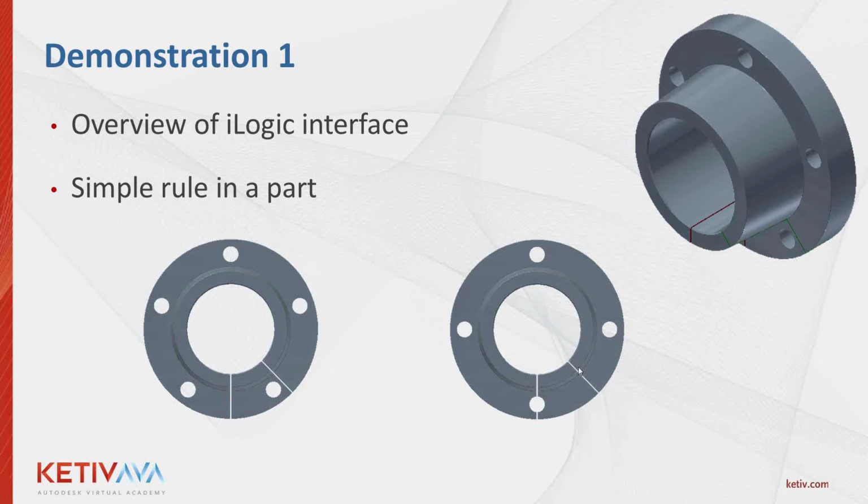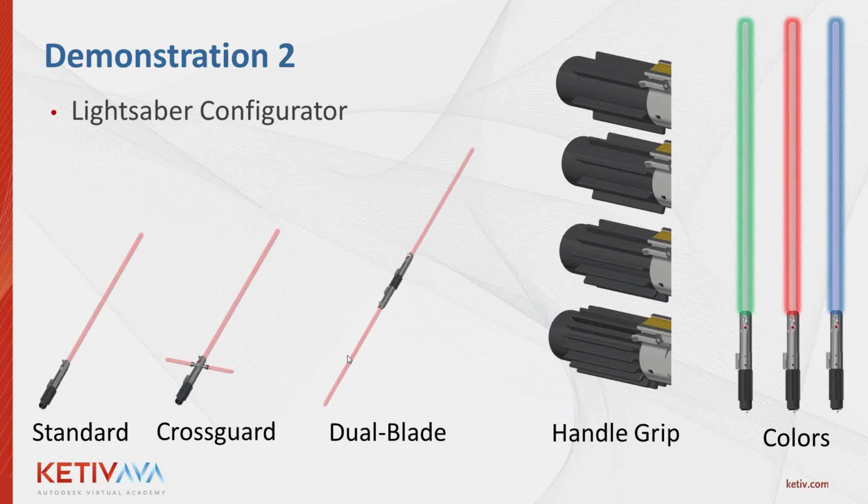So if we have an even number of holes, we're going to want to put our cut over here, whereas if we have an odd number of holes, we're going to want to put our cut here at the bottom. So we're going to show you how to do that using rules in iLogic.